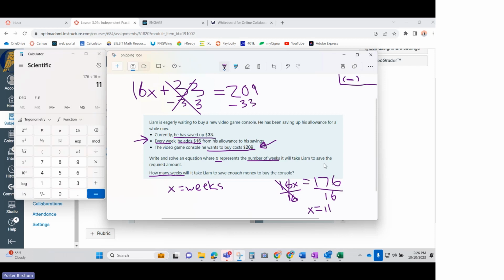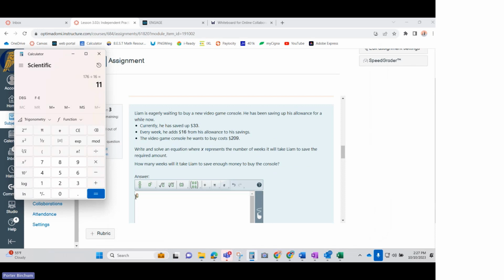Let's see, before I type it in, does that answer make sense? 11 weeks, $16 a week. Okay, that's not a crazy answer. A crazy answer would be like 100 weeks. That's 2 years. That's a long time. But saving for 3 months, getting almost $20 every week until I have like $200, that makes sense, I think. That's not ridiculous. If my answer was like 2 weeks, that would be too small. If my answer is 100, that's too big. So it's nice to think, does my answer make sense?